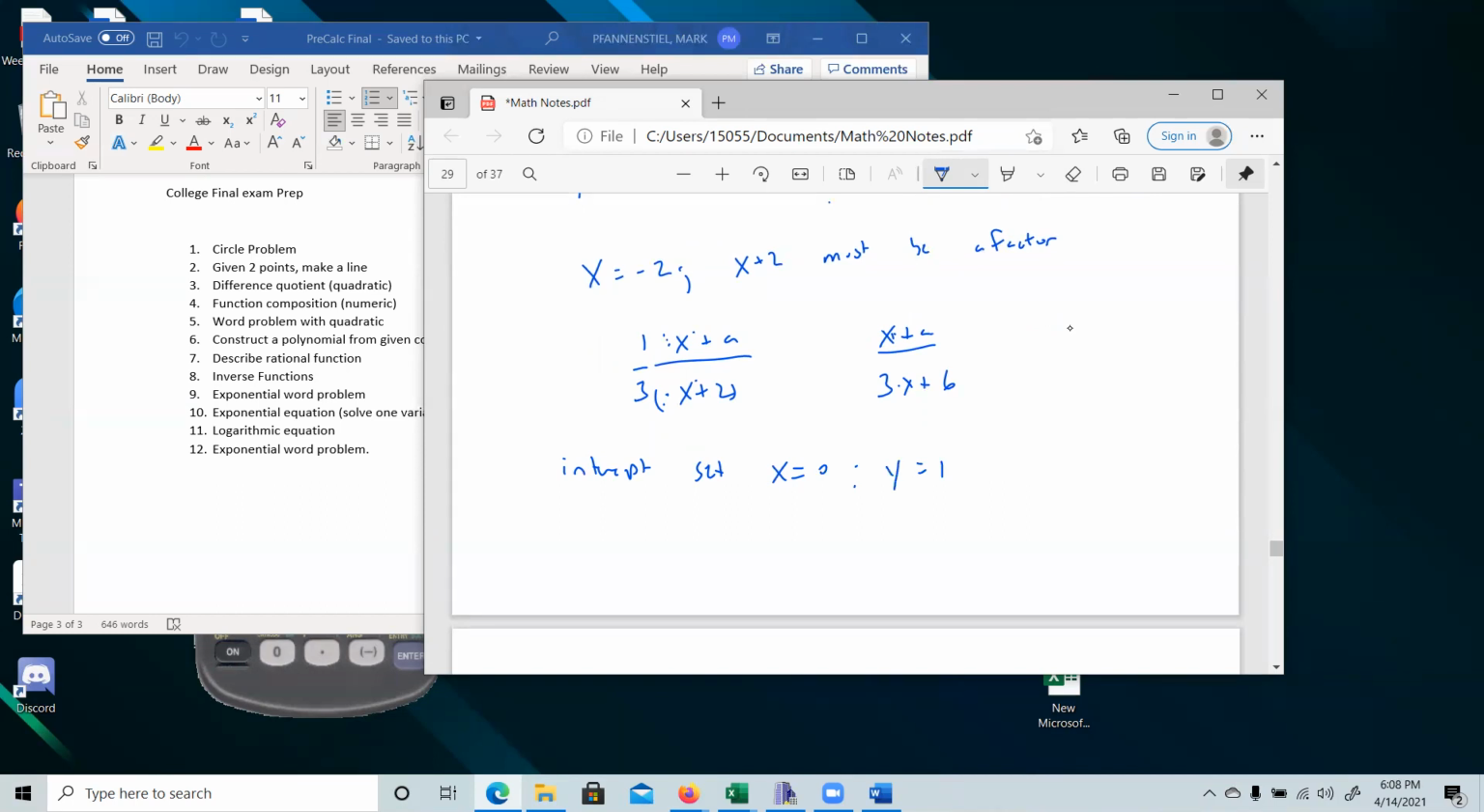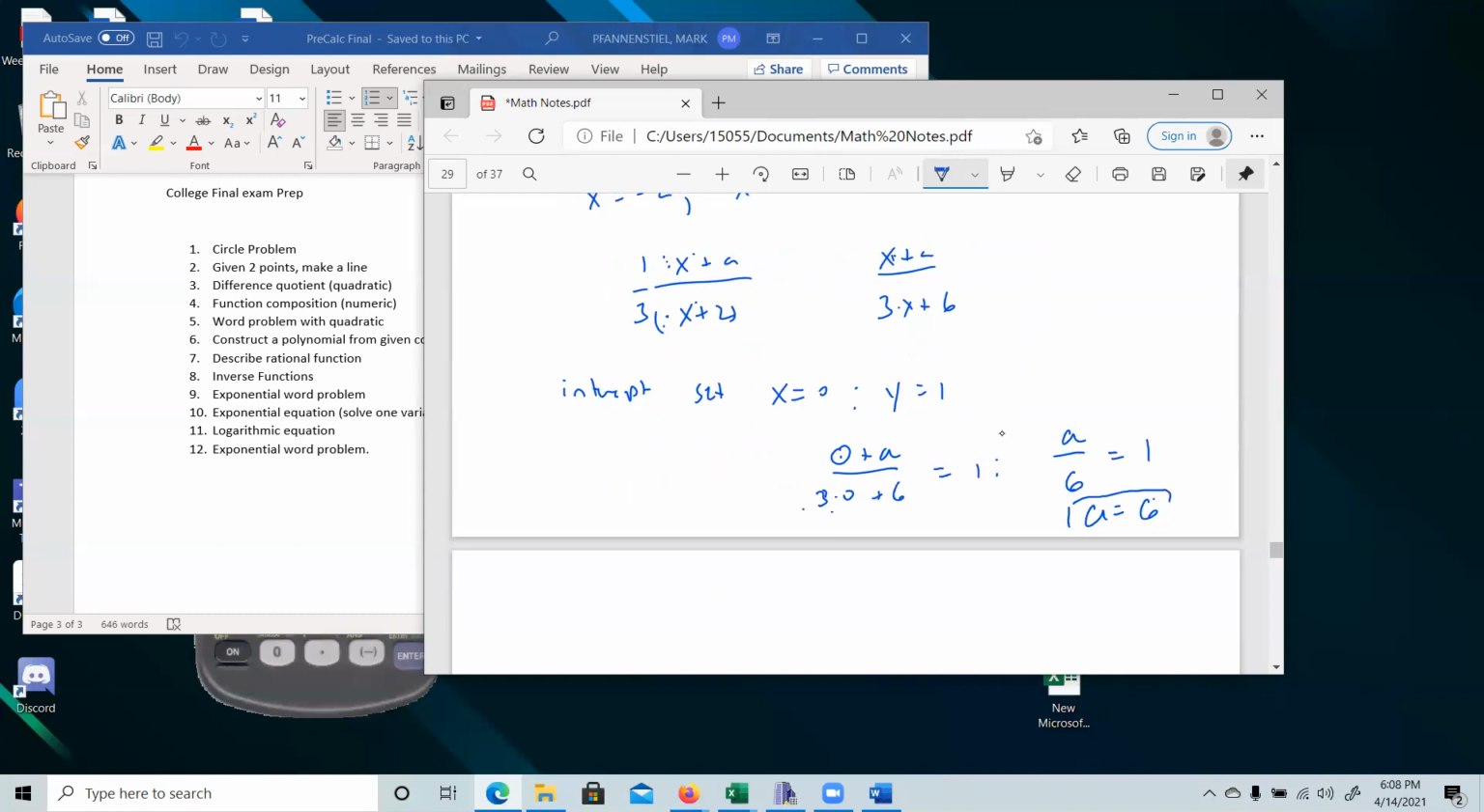So if I set x to be 0 here, we get 0 plus a over 3 times 0 plus 6. That has to be 1. So we're going to get a over 6 is equal to 1. A is going to have to be 6. Okay, so here we have x plus 6 over 3x plus 6. That would be our function here.